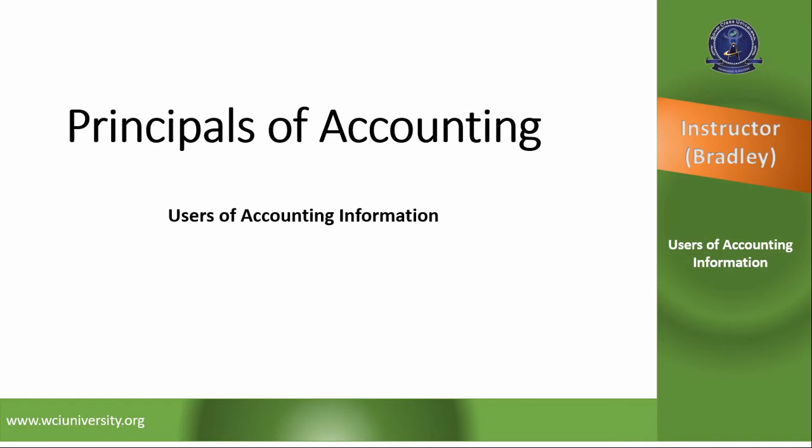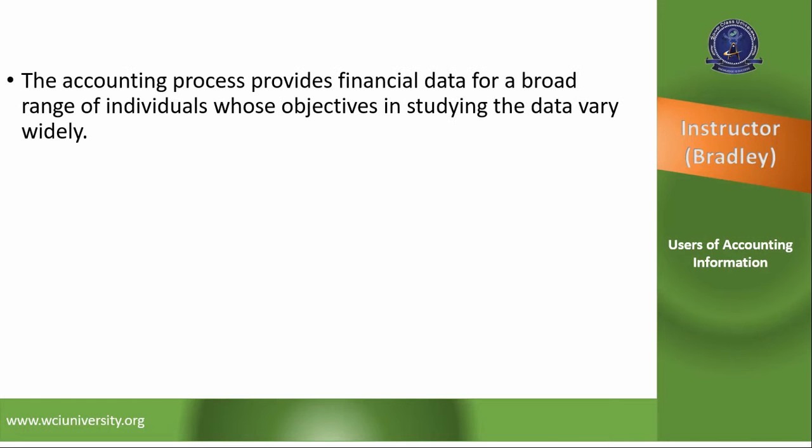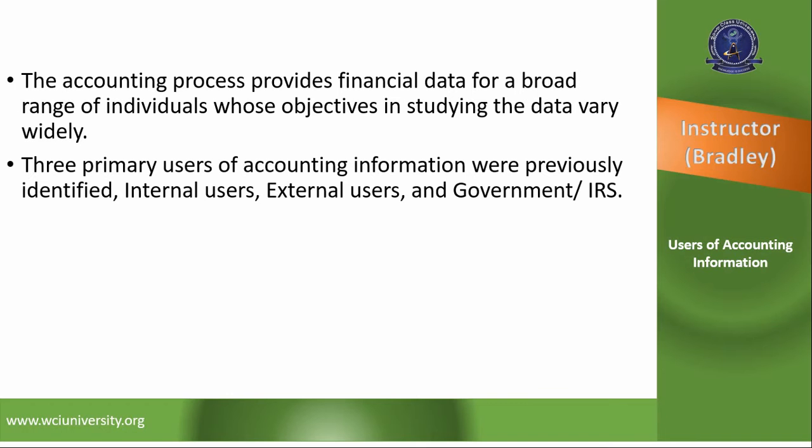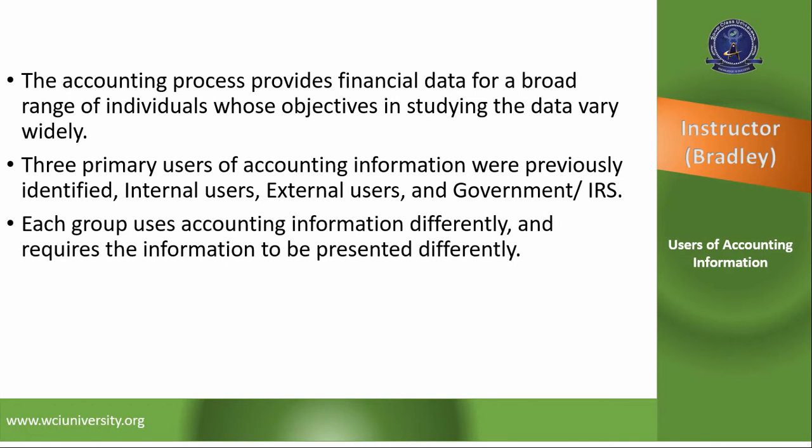Uses of accounting information. We're going to look at the uses of accounting information. The accounting process provides financial data for a broad range of individuals whose objectives in studying the data vary widely. Three primary uses of accounting information were previously identified: internal users, external users, and government uses, the IRS. Each group uses accounting information differently and requires the information to be presented differently.